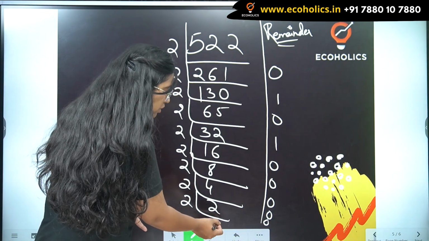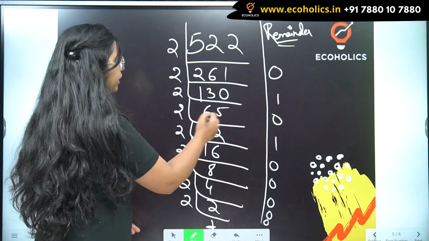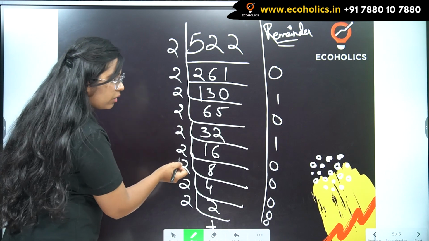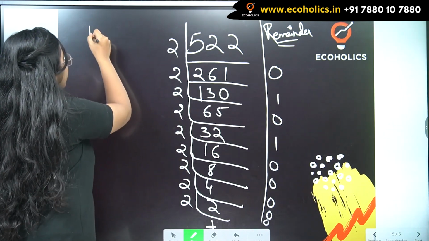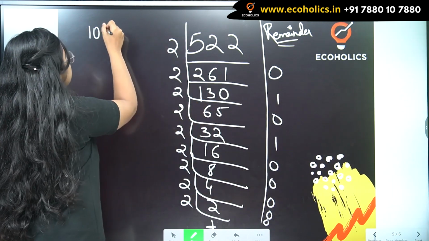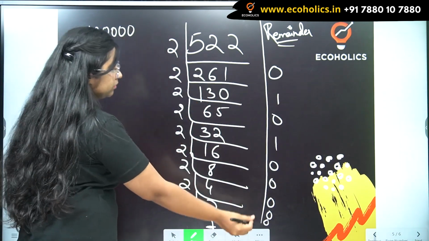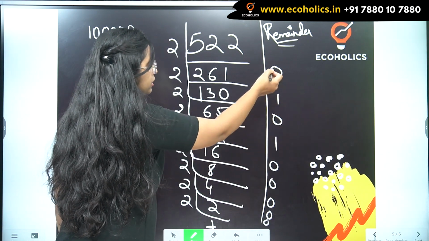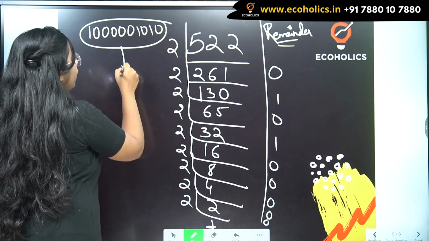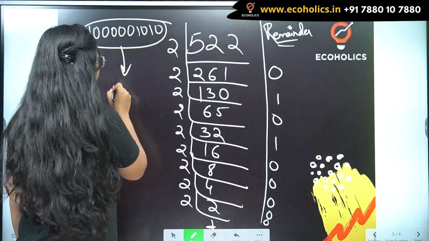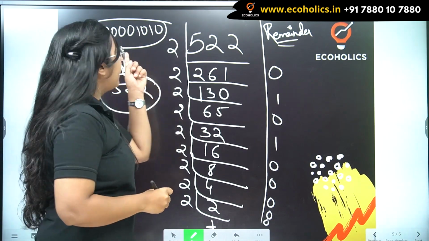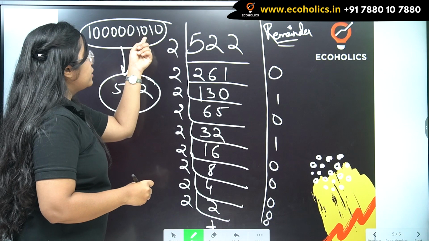So you will calculate this 1 also. I should write it over here so that it will not create any confusion. So I'll write 1, which is this one, then 0 0 0 0 0, 5 times 0, then 1 0 1 0, and that's it, 1 0 1 0. So for the decimal number 522, you have the binary number as 1, 5 times 0, 1 0 1 0.